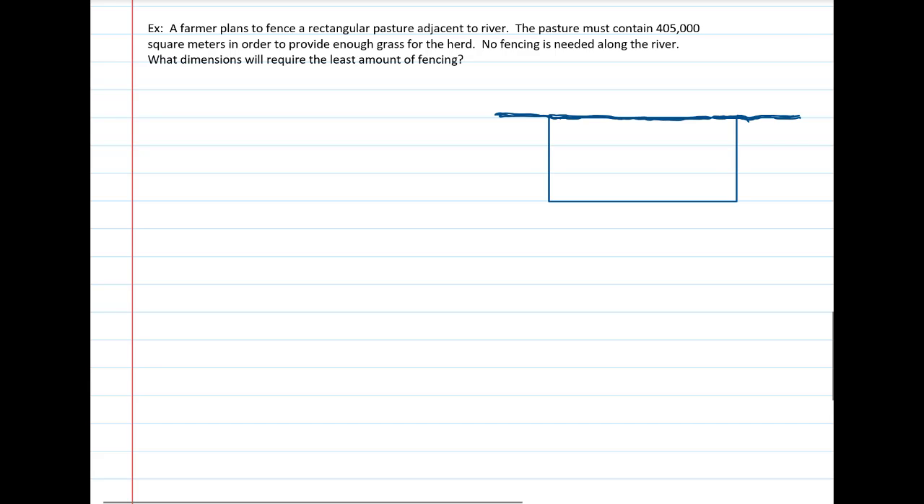Pretend we're going to fence a rectangular area, and here on the top I have a river. So I'm not going to fence the side along the river there. I'm going to leave that open. So I just have a side x and two sides labeled as y here. And again, given by the problem, the area must contain 405,000 square meters. So my product, x times y, of the dimensions of the rectangle has to be equal to 405,000.